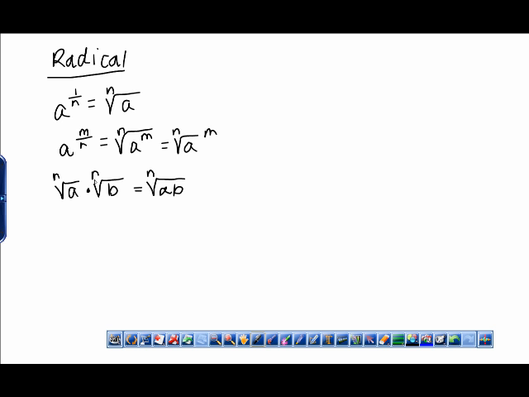Okay, this is like how we did with exponents. And going with that, if you had the nth root of a quotient, a divided by b, this would be equivalent to the nth root of a divided by the nth root of b. Okay, so those are your basic radical rules. I'm just going to do a couple of examples.